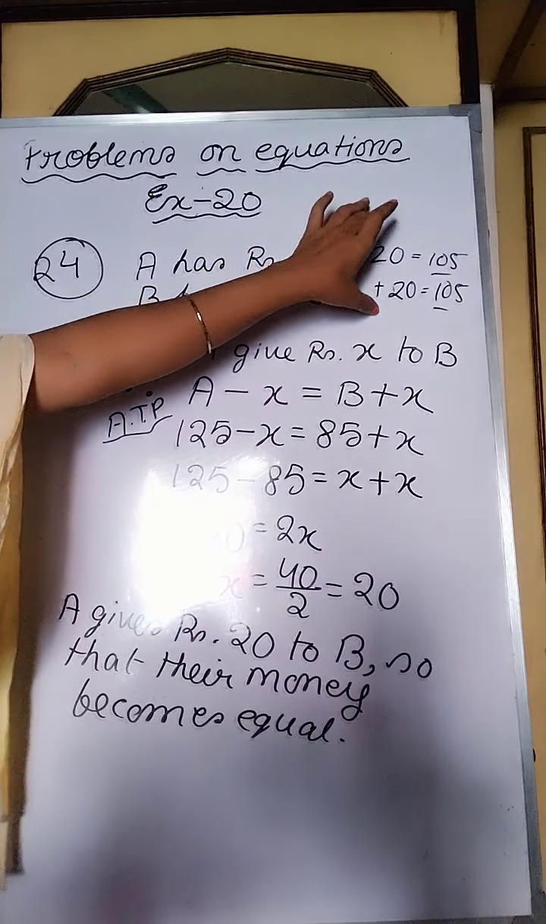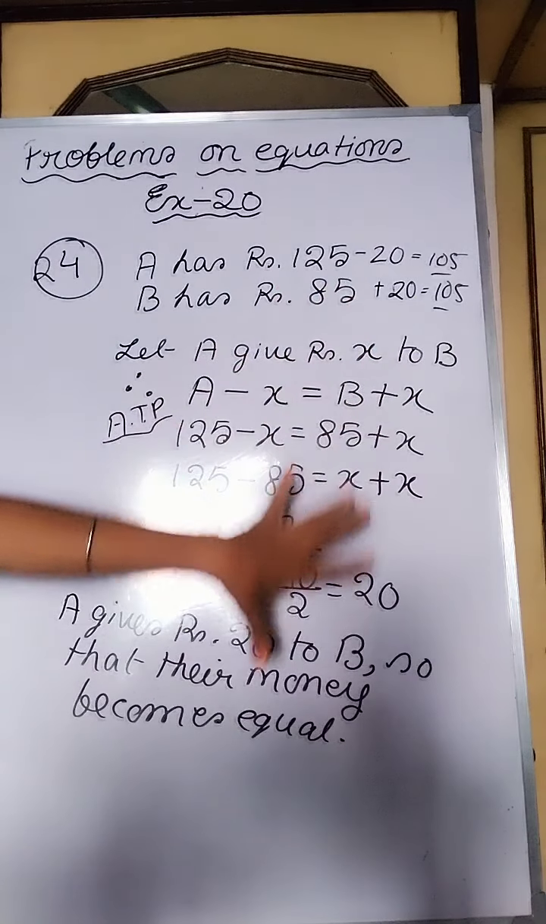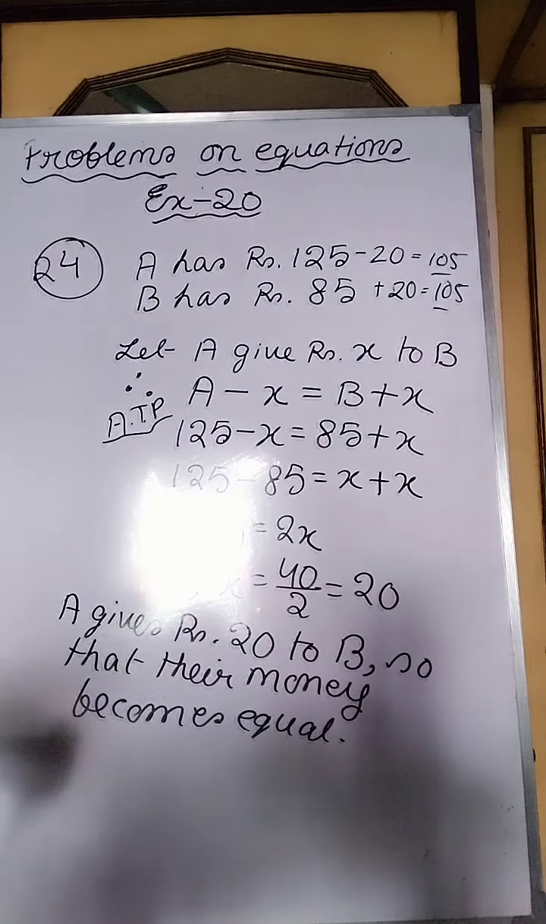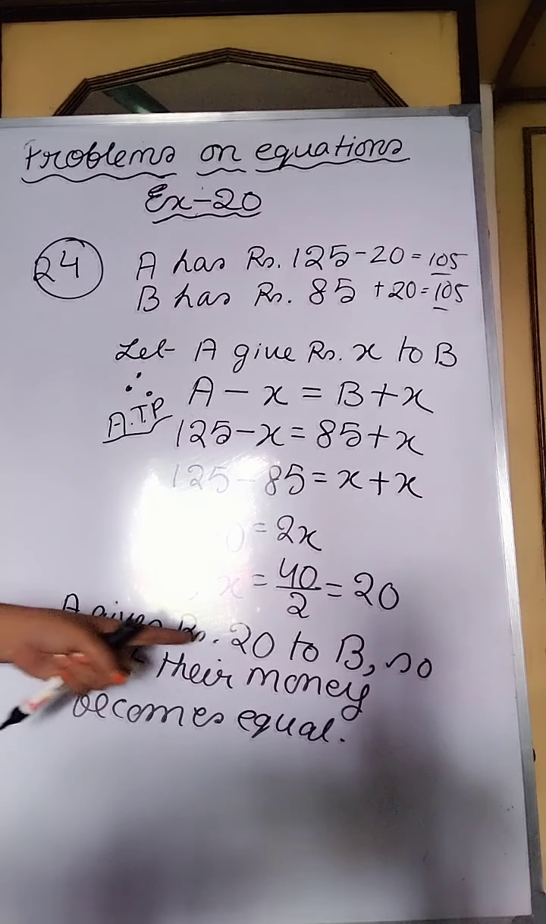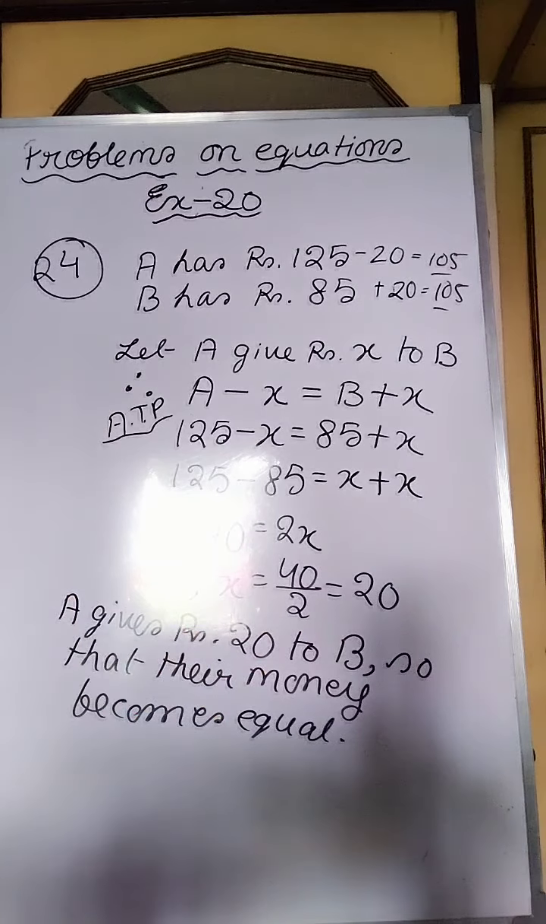We don't know 20, that's why we have assumed X, and by solving X we have easily found out that rupees 20 is the answer that is to be given by A. Rupees 20 is to be given by A and gained by B. This is how we will solve this sum number 24.